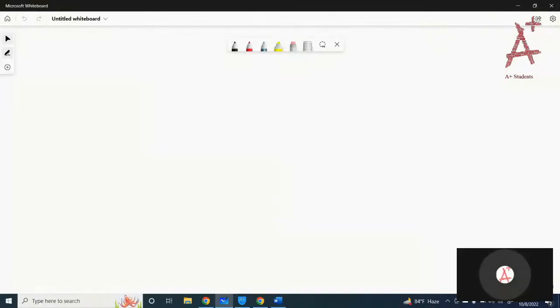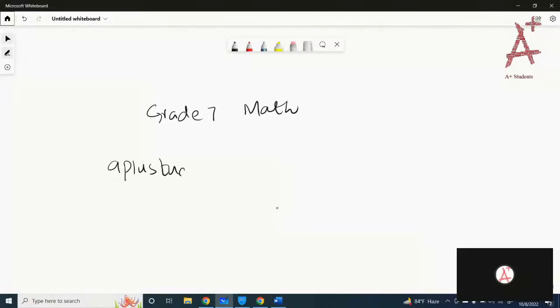So, today we're going to start with grade 7 maths. So, you can find all the lessons on aplusstudents.com. You have to log in there using your email address and password as provided by the administrator. Then you have to select math from the subject tab. Then scroll down to grade 7 maths.